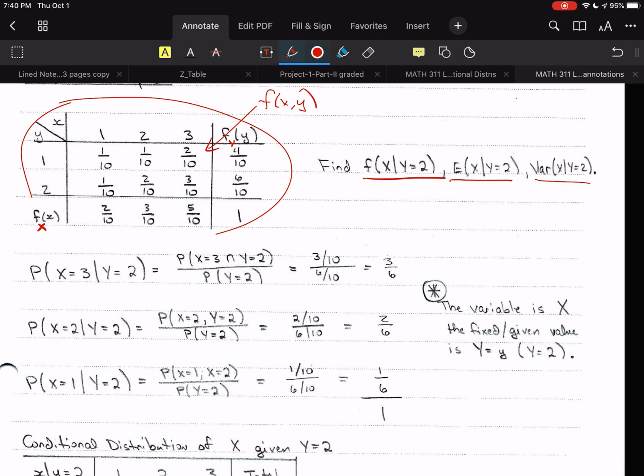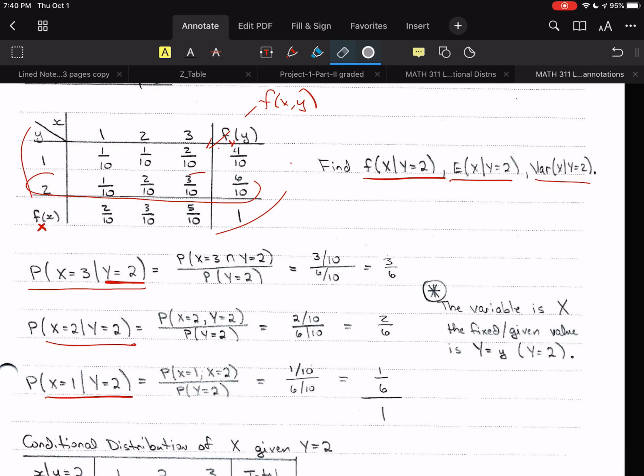So in order to do that, I need the probability of x equals 3 given y is equal to 2, x equals 2 given y equals 2, and x equals 1 given y is equal to 2, because those are the three values of x when y is equal to 2. So here is when y is equal to 2, and so I have the probability that x is equal to 3 given y is equal to 2.